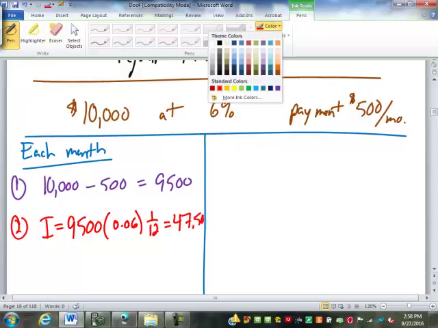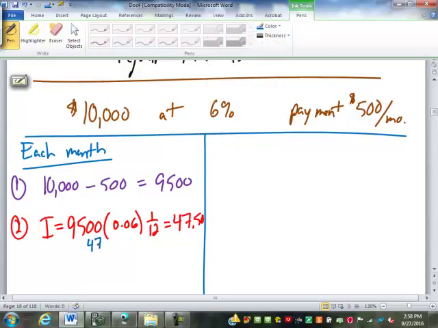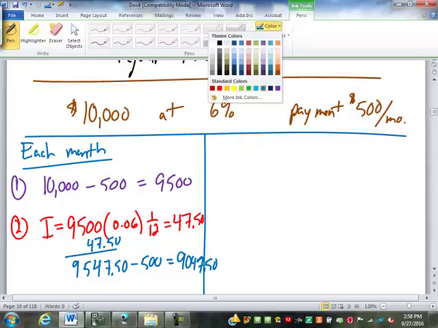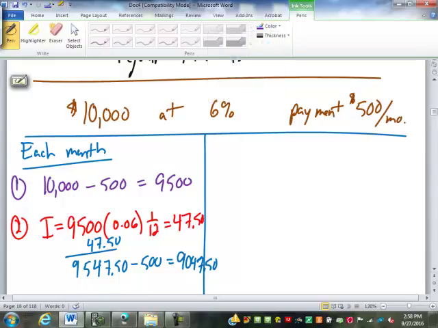That's our interest. So $47.50 makes this $9,547.50. Subtract 500, now at $9,047.50. Make sense so far? No? I'm a little confused.